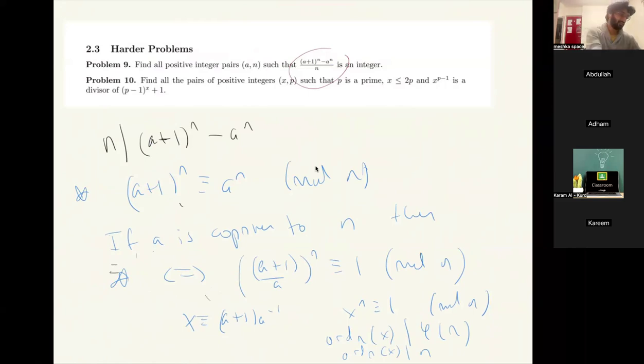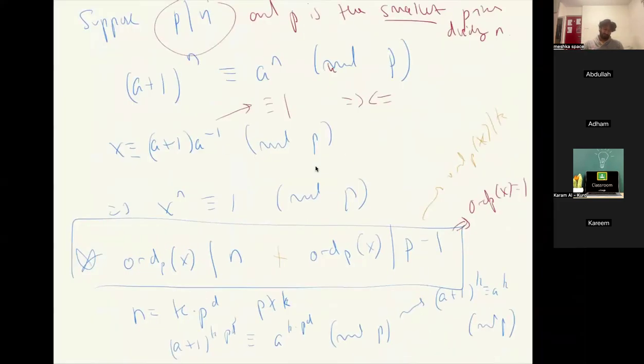Yes, it's a very nice problem. It uses theory and it uses this one trick, okay? You have to understand that we work modulo a prime, but we work modulo a special prime. We work modulo the smallest prime that divides n. And then we get something really strong. Okay, so any questions about this?